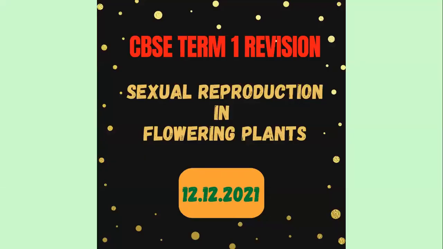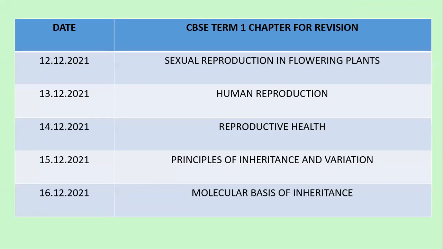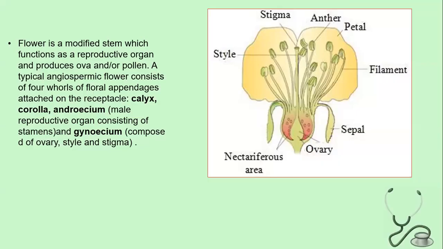Today we are having the CBSE Term 1 sexual reproduction in flowering plants on 12/12/2021. And this is your super amazing upcoming schedule. Today you'll have the very first unit. On the 13th, that is tomorrow, you'll have human reproduction. On the 14th, you will have reproductive health. On the 15th, principles of inheritance, and on the 16th, molecular basis of inheritance. Okay, let's get into today's topic very soon.